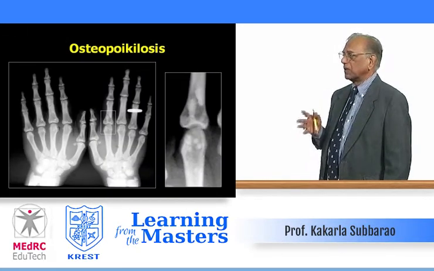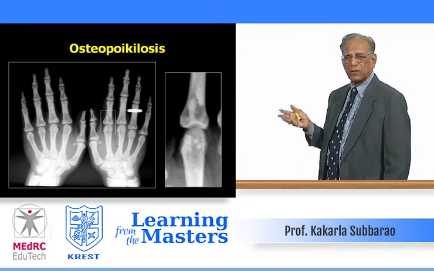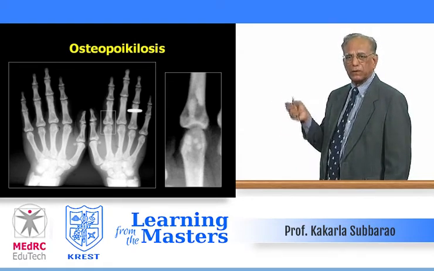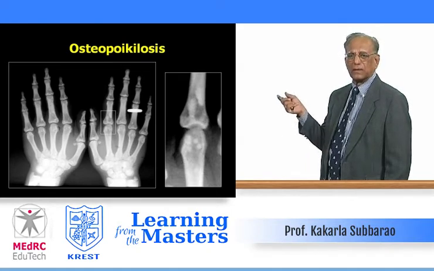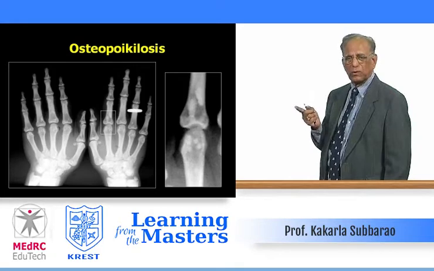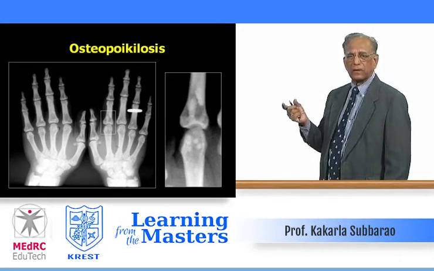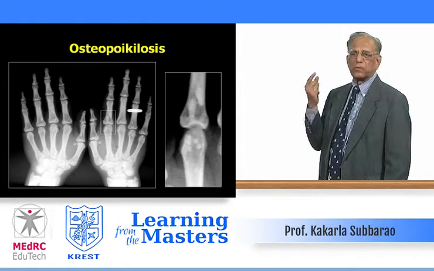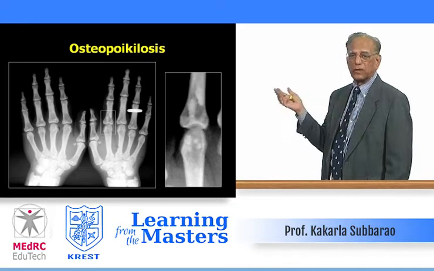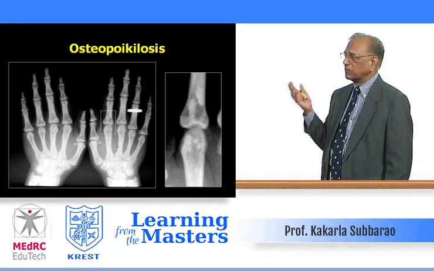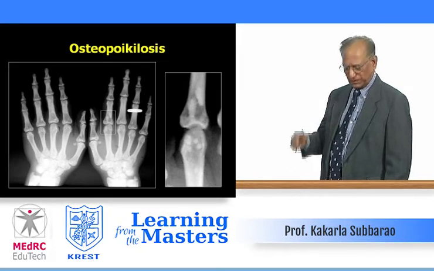Then we come to osteopoikilosis. Osteopoikilosis is a spotty bone disorder. Multiple dense, small islands of bone are seen. Actually, if there is only one, we call it an enostosis, or cortical bone insulated in the spongiosal bone, or bone island also we call it. Here there are multiple bone islands, and most of these are juxta-articular on either side of any joint.